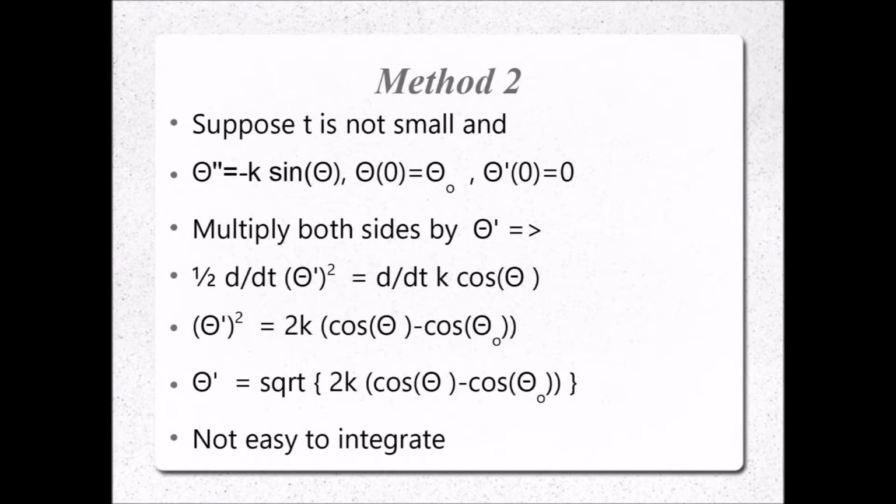In method 2, we throw away the assumption that the angle is small, so we allow the angle to be anything, and we use an observation that we can simplify the equation by multiplying through by theta prime and noting that we then have exact derivatives. We can integrate directly. We find that theta prime is equal to the square root of 2k times the quantity cosine theta minus cosine theta sub 0.